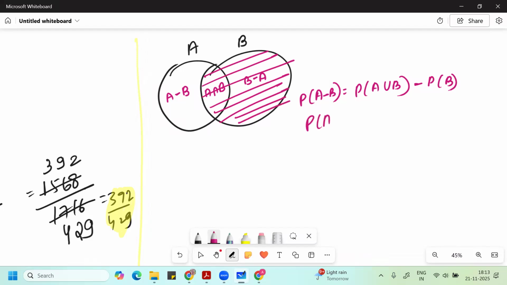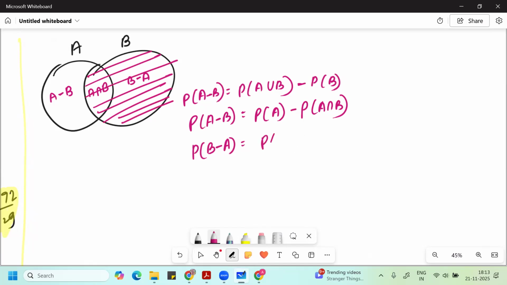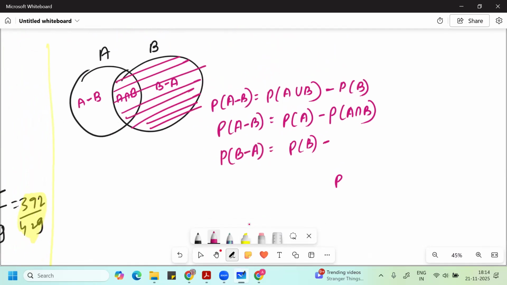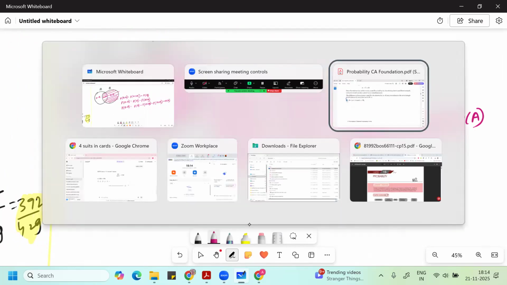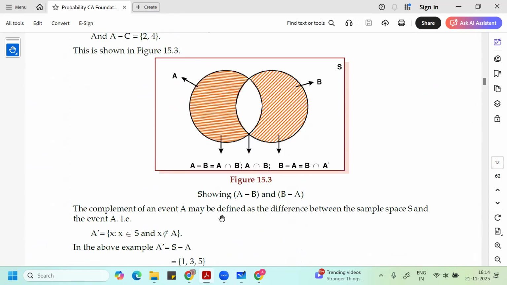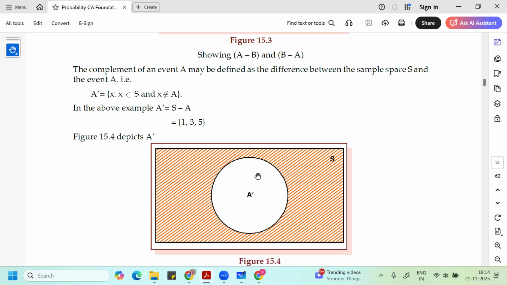This is one way. The other way of finding A minus B is probability of A minus probability of A intersection B. By this also you will get A minus B. Similarly, probability of B minus A is equal to probability of B minus probability of A intersection B, or this is equal to probability of A union B minus probability of A. See this: this is A minus B, this is A intersection B, this is B minus A. The same thing is written here.